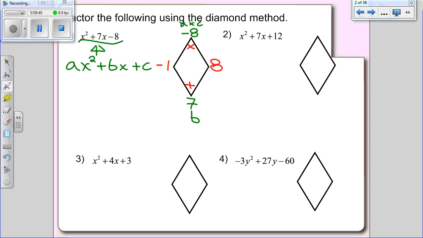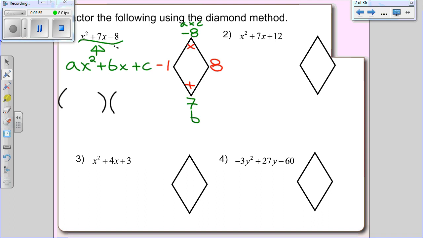Now the diamond method isn't factoring. The diamond method is organizing your factoring. The factoring now comes in to the fact that we know when we factor a trinomial, we're always left with 2 sets of brackets.